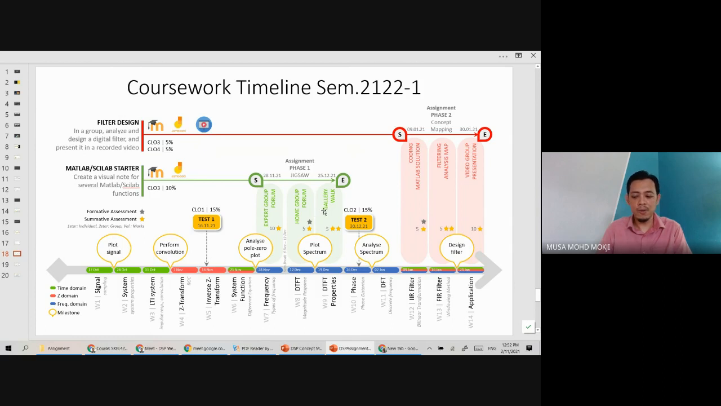Okay, so it means that you cannot do nothing in your group. So you should do something. If you don't do anything in your group, you won't get marks. Maybe you'll get very small marks because there is a group mark.